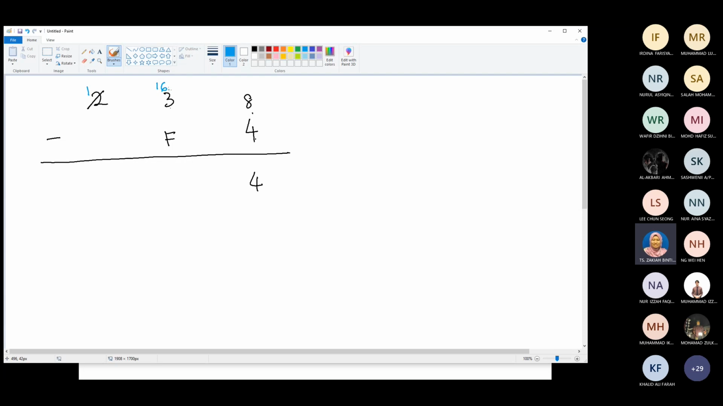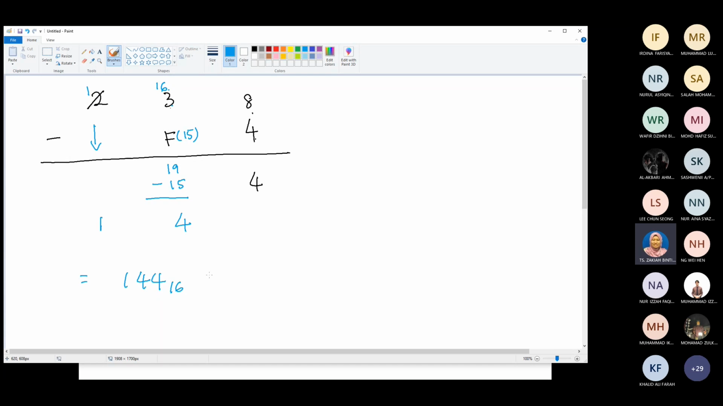So 1 here, if it's borrowed, it becomes 16. So 16 plus 3 in decimal. And then this becomes 15, right? So 16 plus 3 is 19, and 19 minus 15 is 4 here. And then 1 here has been borrowed, so what's left is 1. So 1 minus 0 is 1. So your answer is 1, 4, 4 base 16.